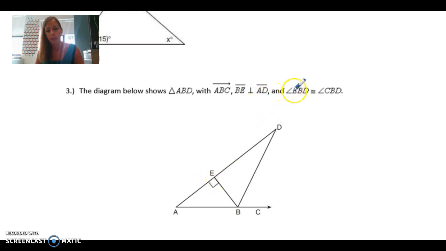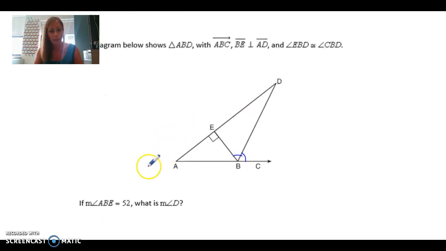And then it says angle EBD. Let's see where angle EBD is real fast. Angle EBD, that's this angle, is congruent to angle CBD. So angle CBD is here. All right, so those two angles are congruent.